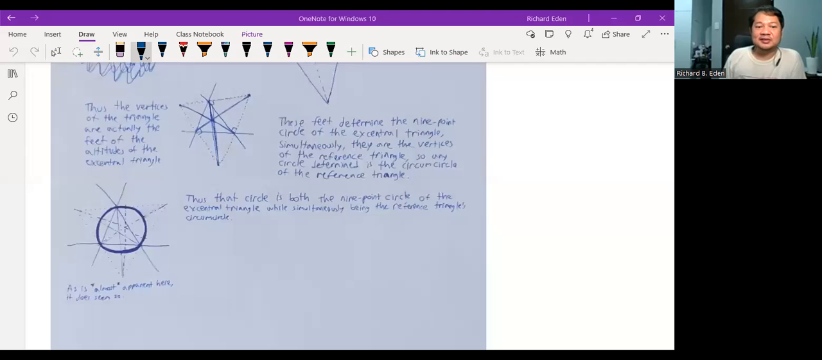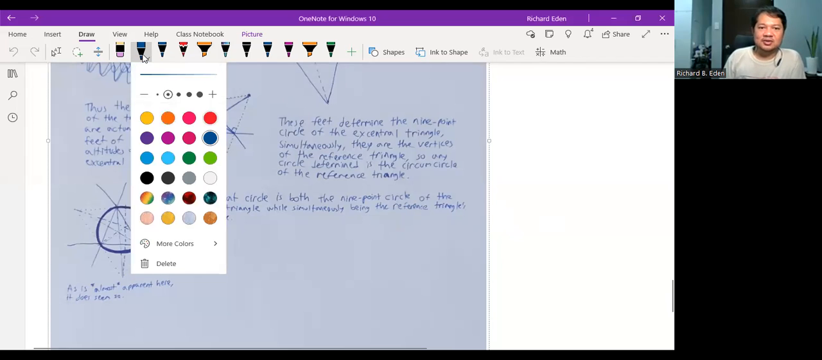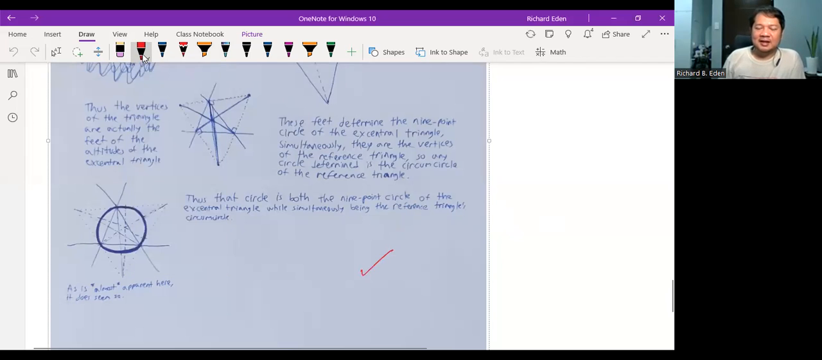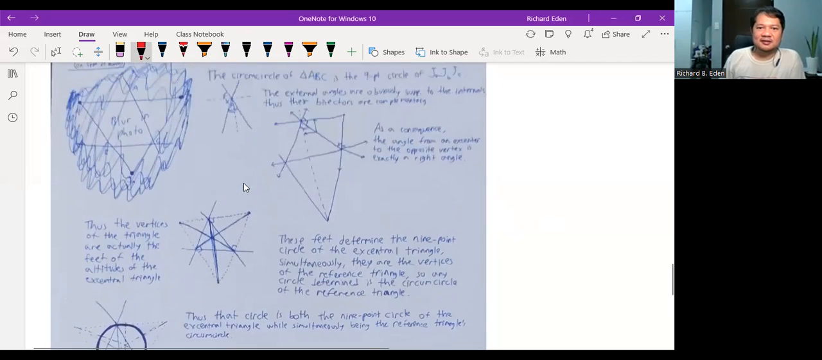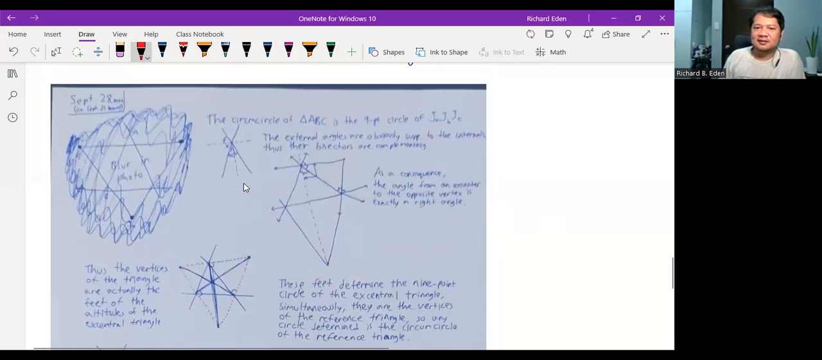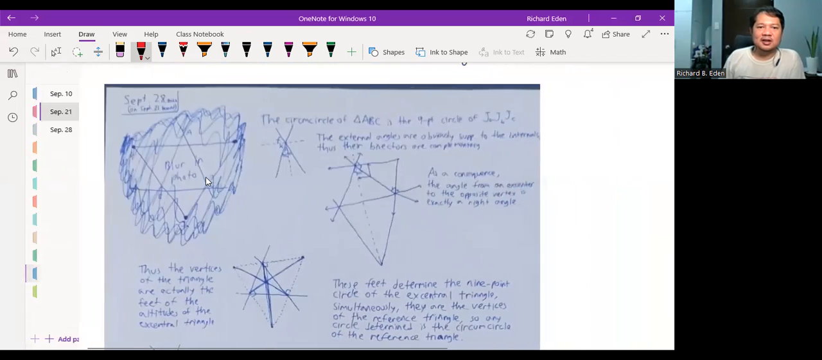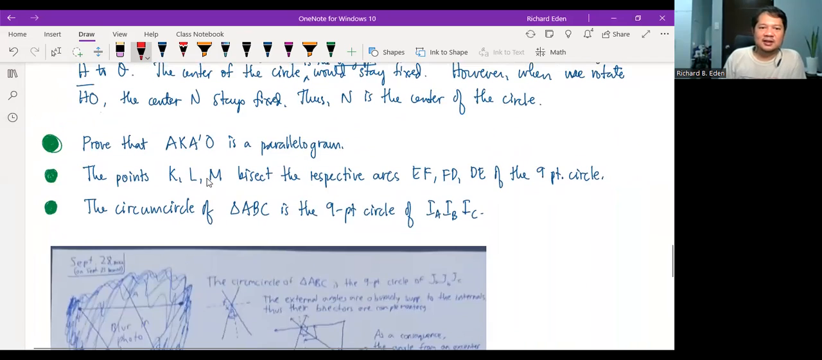of the excentral triangle is in fact the circle of the original triangle. So I'll just check, because it's very much to scale. Okay, so that takes care of this. So that would be this.